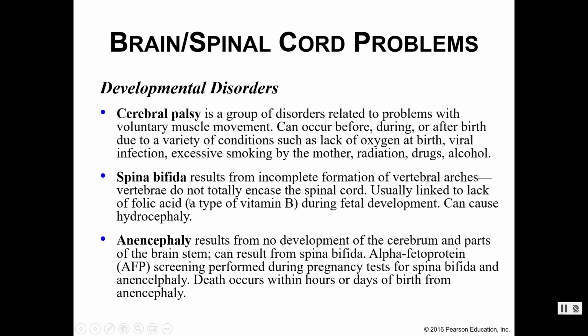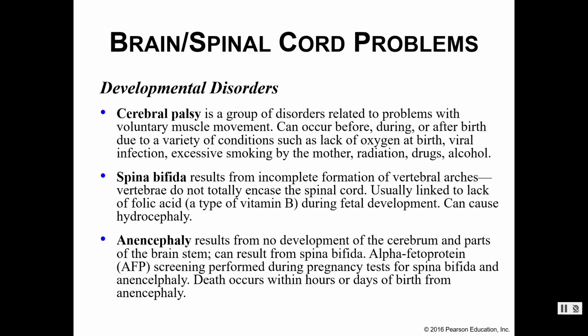Now, spina bifida, we have thrown around that term quite a few times. If you suffer from spina bifida, you are suffering from a condition where your vertebral arches have not completely formed, and so your spinal cord is not completely encased within your vertebral column like it is supposed to be. So it kind of sticks out in places that it is not supposed to stick out.